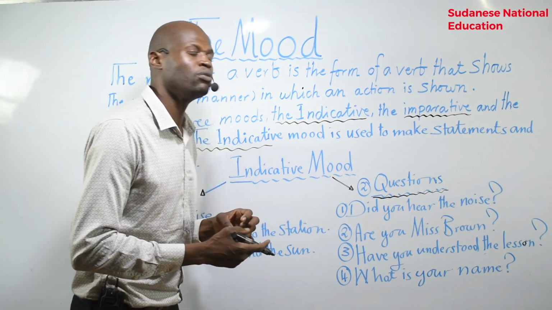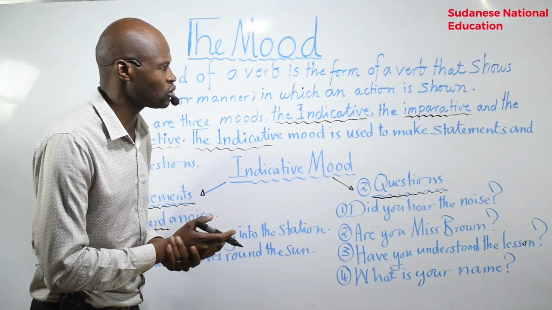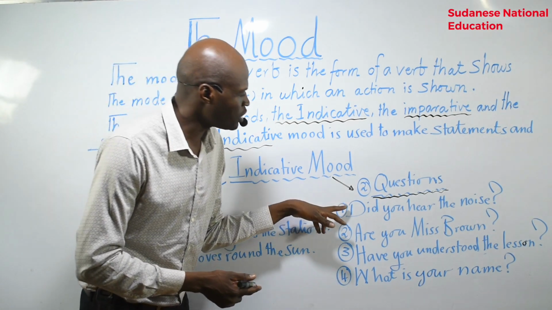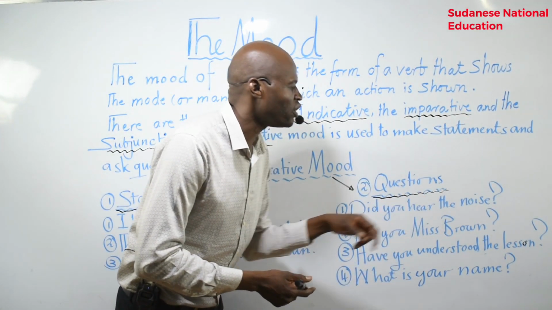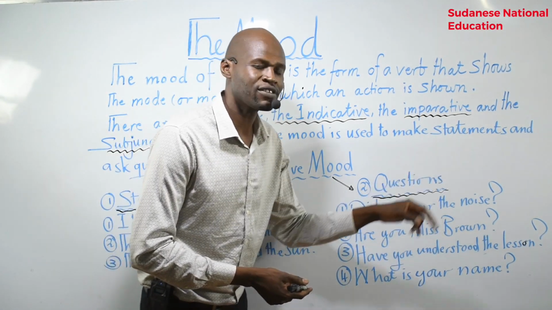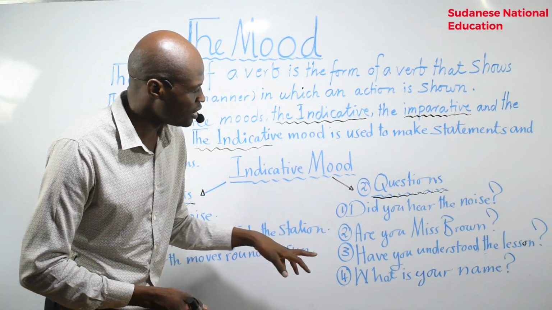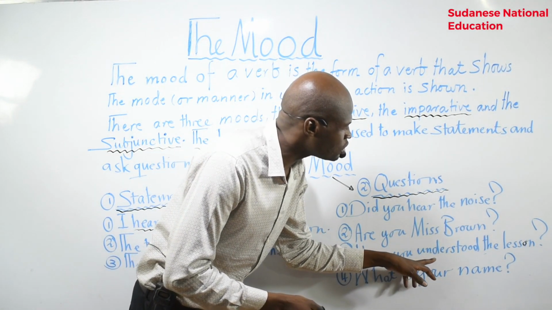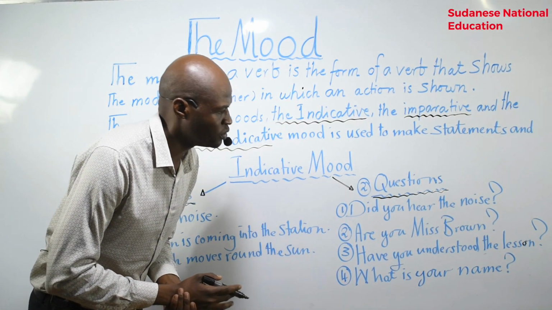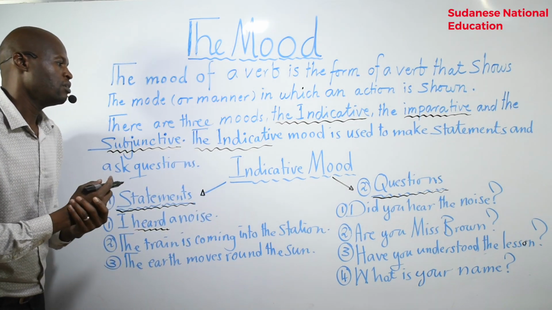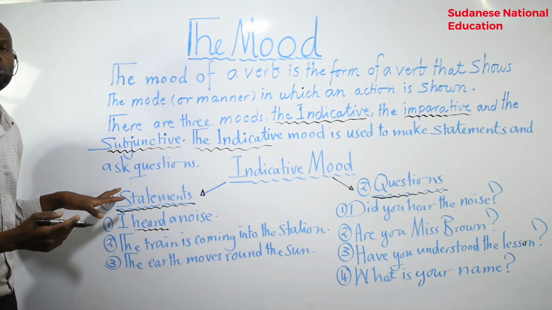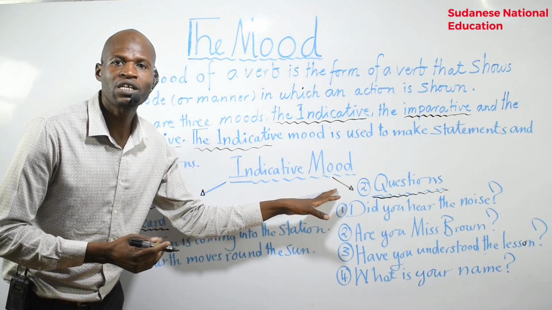Number two, the indicative mood also is used to ask questions, like here in these sentences. Number one, we have, did you hear the noise? Number two, are you Miss Brown? And there is a question mark at the end of a sentence. Number three, have you understood the lesson? Or we can consider number four, what's your name? So again, mostly we use indicative mood in the way we speak to express statements and questions.